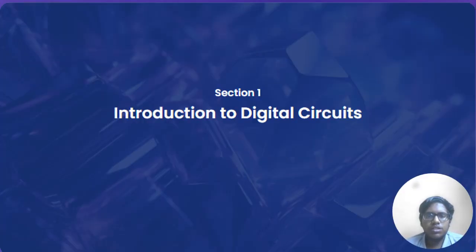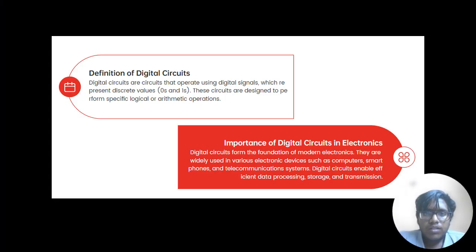Introduction to digital circuits. Definition of digital circuits. Digital circuits are circuits that operate using digital signals which represent discrete values, zeros and ones. These circuits are designed to perform a specific logical or arithmetic operation. Importance of digital circuits in electronics. Digital circuits form the foundation of modern electronics. They are widely used in various electronic devices such as computers, smartphones, and telecommunication systems. Digital circuits enable efficient data processing, storage, and transmission.